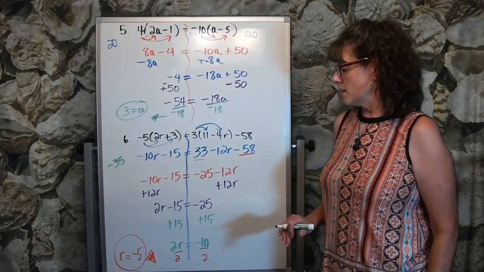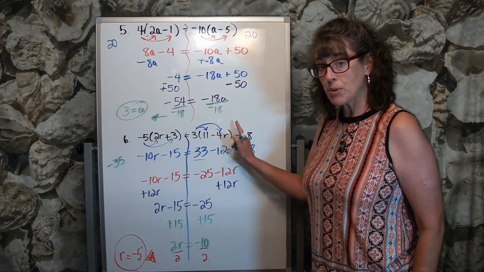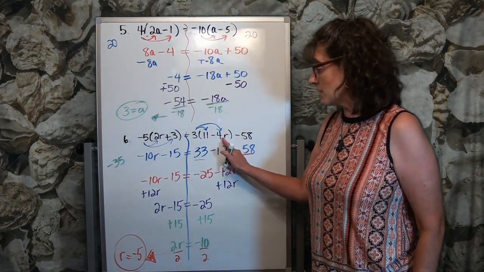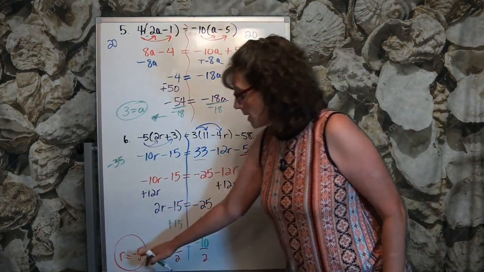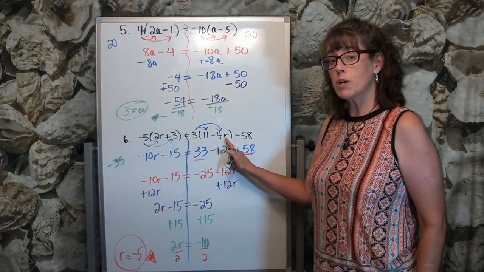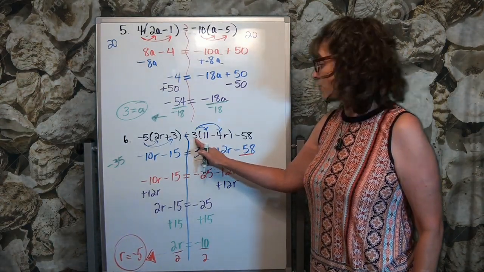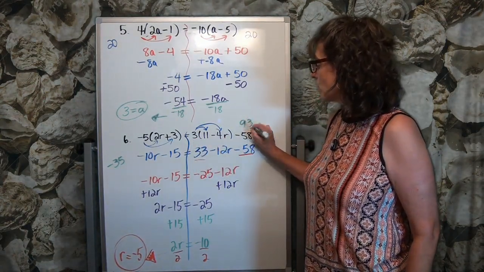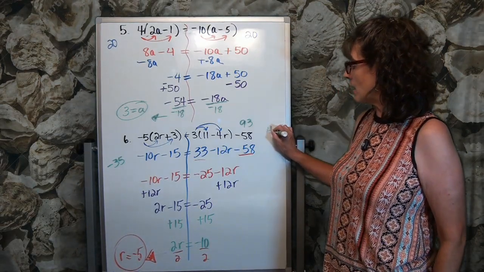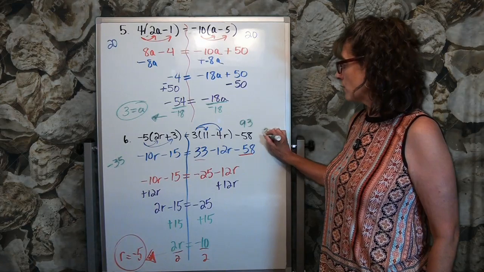Now let's check this side. Take that negative 5, put it right here. And once again, inside that parentheses first, within that parentheses, let's multiply first. Negative 4 times negative 5 is positive 20. And 11 plus that 20 will be a 31. 31 times 3 will be a 93. And 93 minus 58 will give me a, whoops, no. It'll give me a 35.